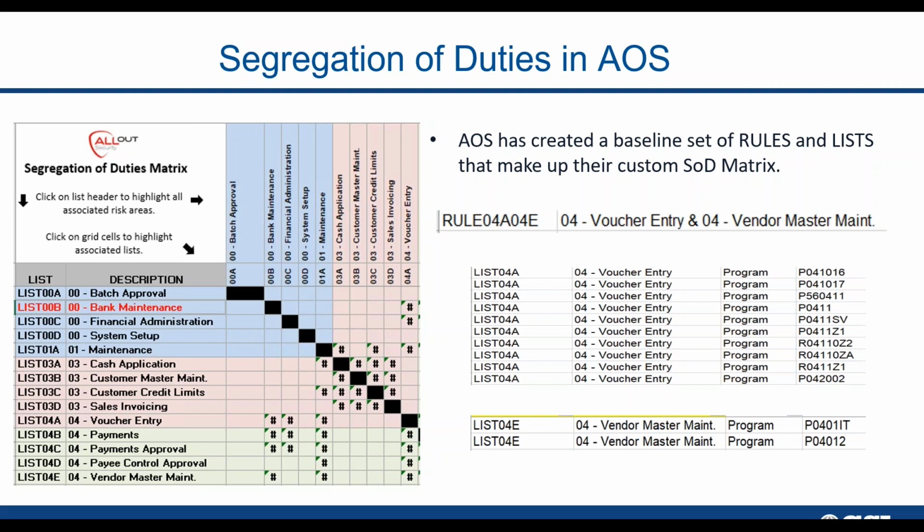So again, voucher entry out on the end, all the way down the bottom, list 04A vendor maintenance. You can connect the two when they meet. There is a hash there. That's just how you use their matrix. And as you can see, 04A has issues with multiple other lists. It's not just that list. So it is a robust matrix, but it's predefined for you, which is very nice.